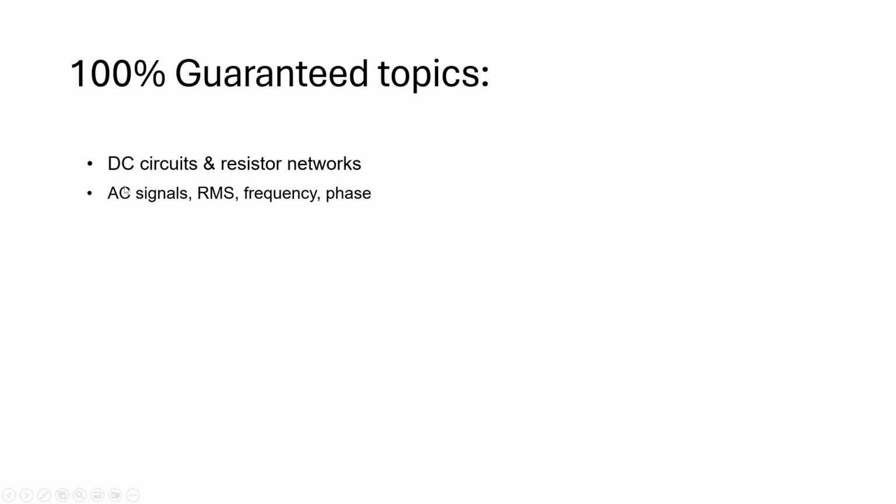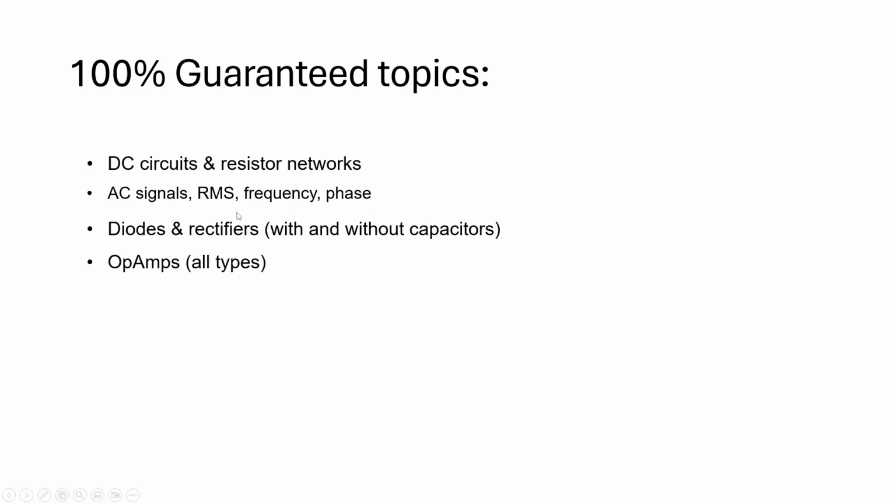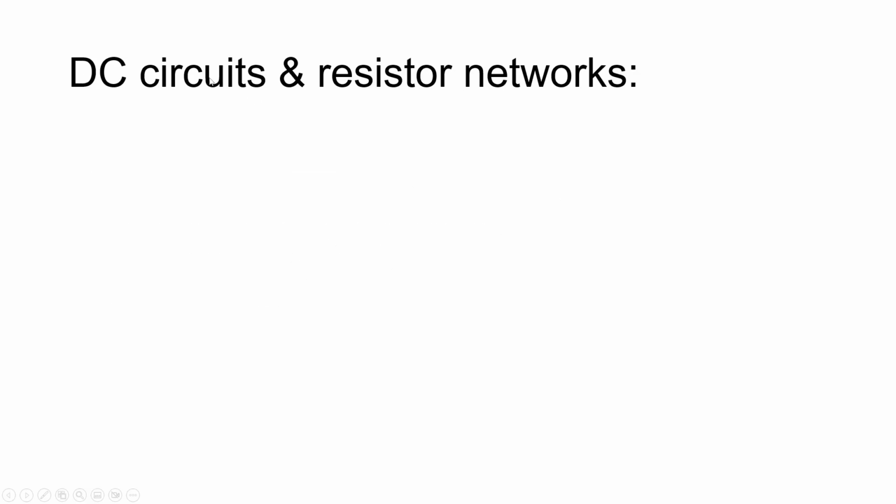Not the point. Basically, the 100% guaranteed topics, which turned up in all of the papers, are DC circuits and resistor networks, AC signals, RMS, frequency and phase difference, diodes and rectifiers, op amps, and transistors as switches. I'm going to be going through the equations you need to know and the topics within these broader topics. So first one, DC circuits and resistor networks.